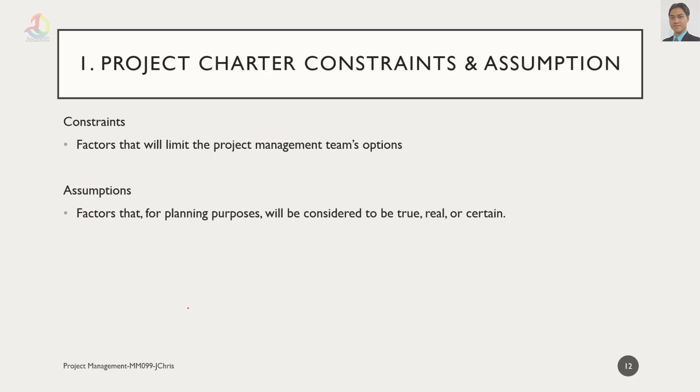Project charter constraints and assumptions. Constraints are factors that will limit the project management team's options. They can vary from the resources needed to finish the project, environmental impacts, or laws that need to be addressed and adhered to. So the constraints just list the factors that will limit the project management. And then assumptions are the factors that, for planning purposes, will be considered to be true, real, or certain. An example of this is the foreign exchange rate.